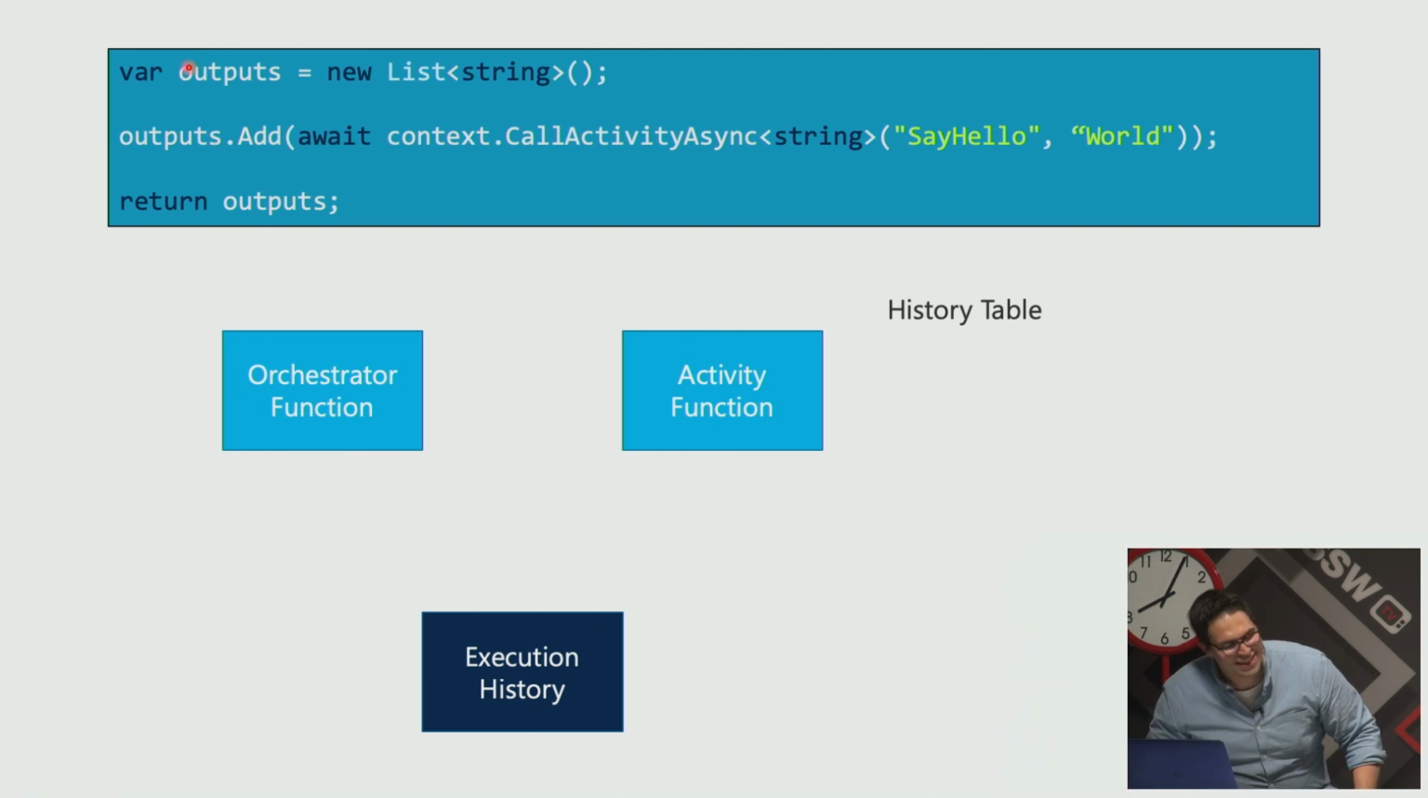Yeah. OK, great. So this is the code. This is my durable function. Very, very simple. I'm creating a list of outputs. I'm going to call a single function called say hello. I'm going to pass it the value world. And then I'm going to return the outputs.